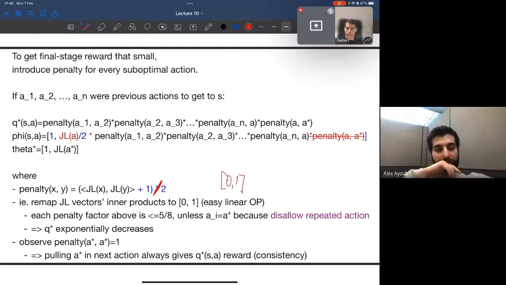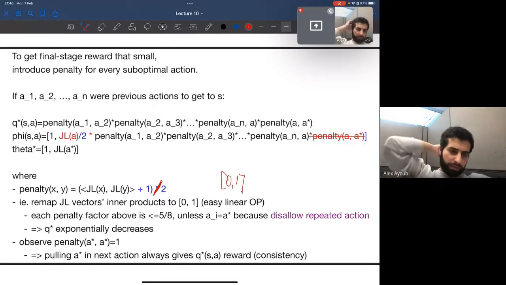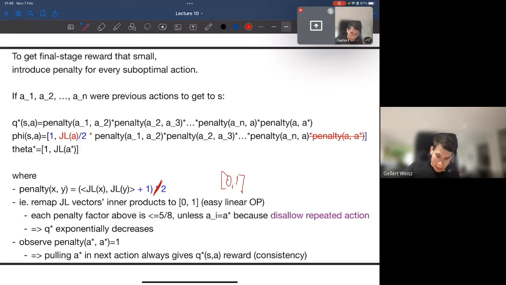Can I ask a quick clarification question? Yes. So if you just took one action, like you just took A1, the penalty is just A1, comma A star. Just the action you took at A1. Yes. Initially, before you take any action, if you're in S0, then for any A, the Q star is just equal to the penalty between A and A star, as you said.